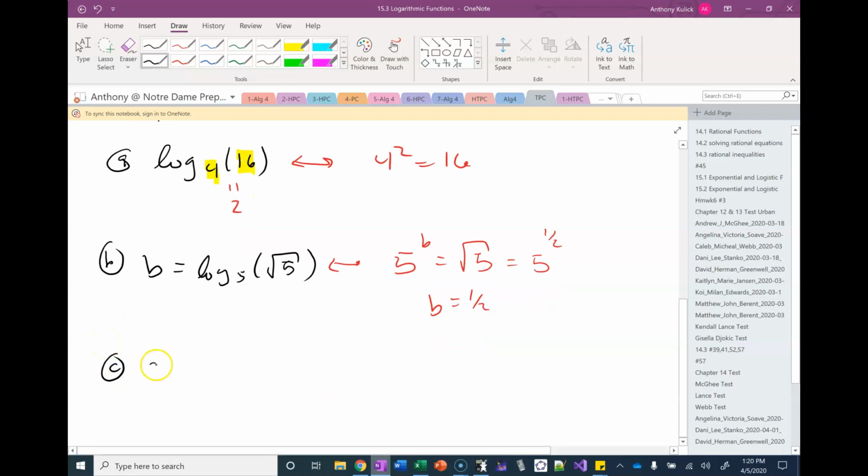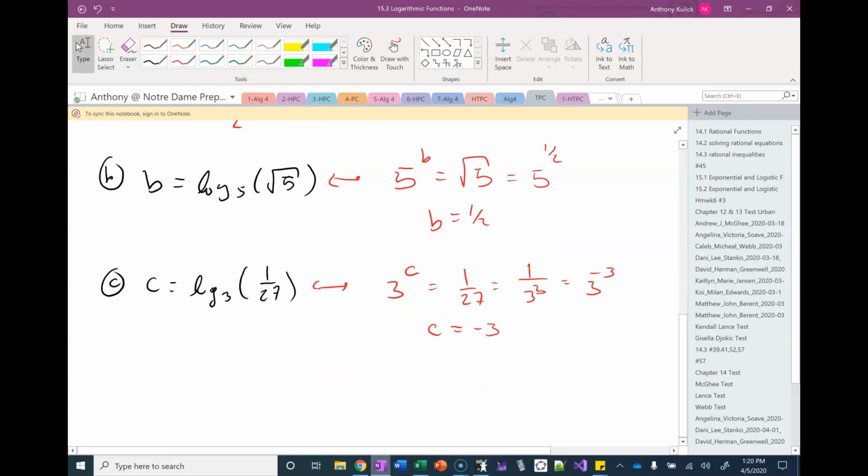What if we have c is equal to log base 3 of 1 over 27? Well, what this is saying is that 3 to the c is equal to 1 over 27. And I recognize that 1 over 27 is 1 over 3 to the third, which is the same thing as 3 to the negative 3. So I can see that c is negative 3.